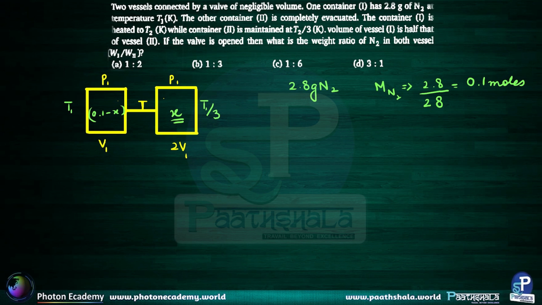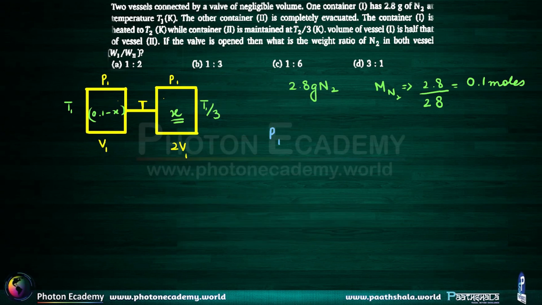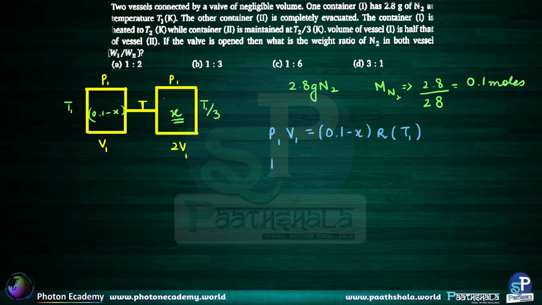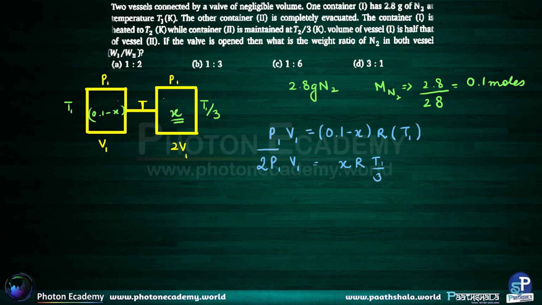Now let's apply the ideal gas equation for both the vessels. So basically, for vessel 1, P1 into V1 is equal to n, that is 0.1 minus X, into R into the temperature T1. And for the second equation, it will be P1 into V1 into 2 is equal to X times R into T1 divided by 3. Let's just divide both these equations.